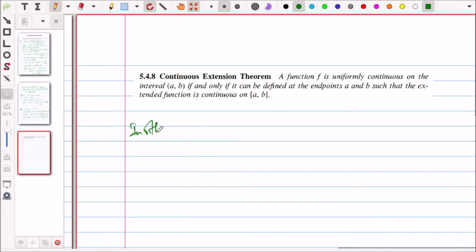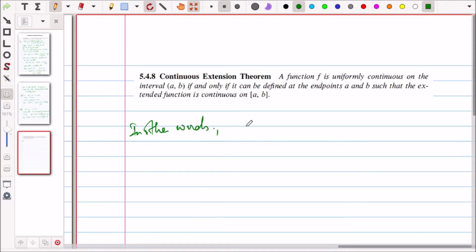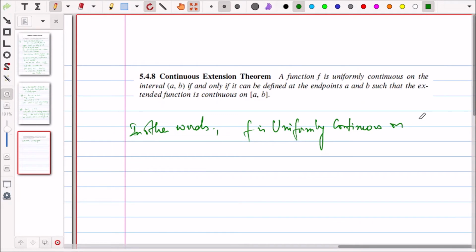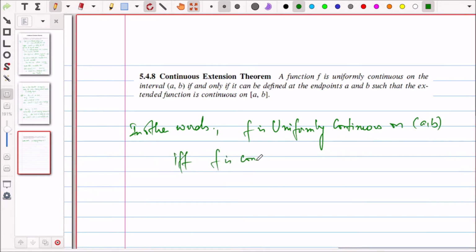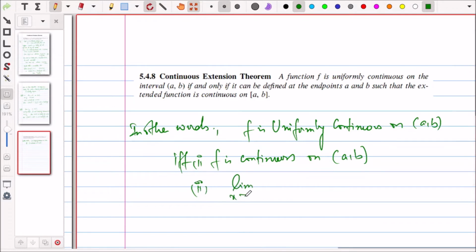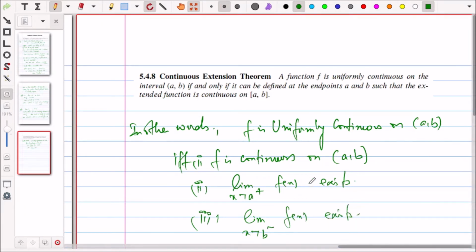So in other words, this theorem says that f is uniformly continuous on (a, b) if and only if f is continuous on the open interval (a, b), second, limit as x tends to a positive of f(x) exists, and third, limit as x tends to b negative of f(x) exists. So if these three things are satisfied, then f is uniformly continuous on the open interval (a, b).